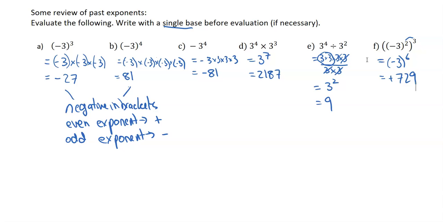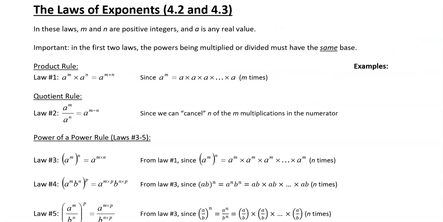Let's look at the exponent rules for our lesson today. So the laws of exponents, in these laws we're going to use m and n as positive integers, meaning they're 1, 2, 3, 4, 5, 6, 7, etc. A is any real value, so it can be anything. It can be a decimal, it can be a fraction, it doesn't matter.